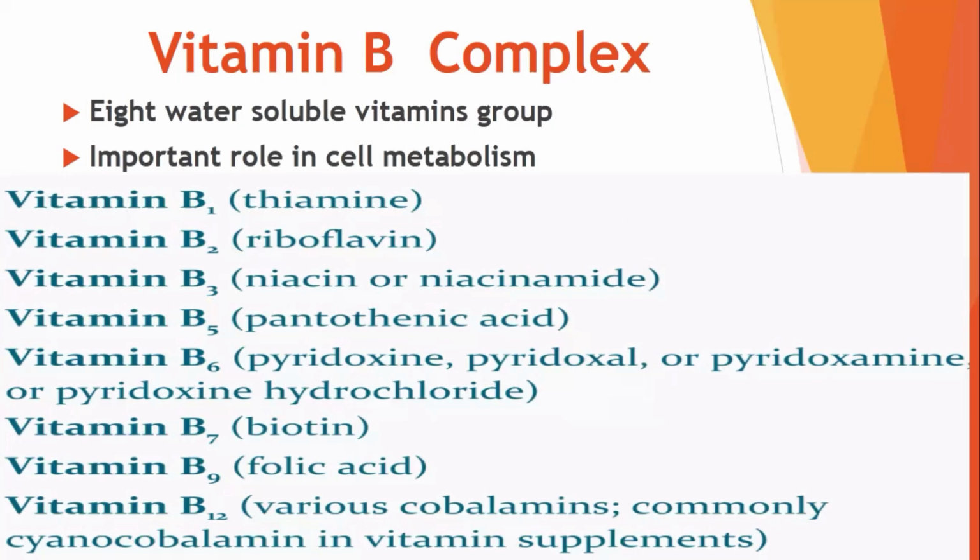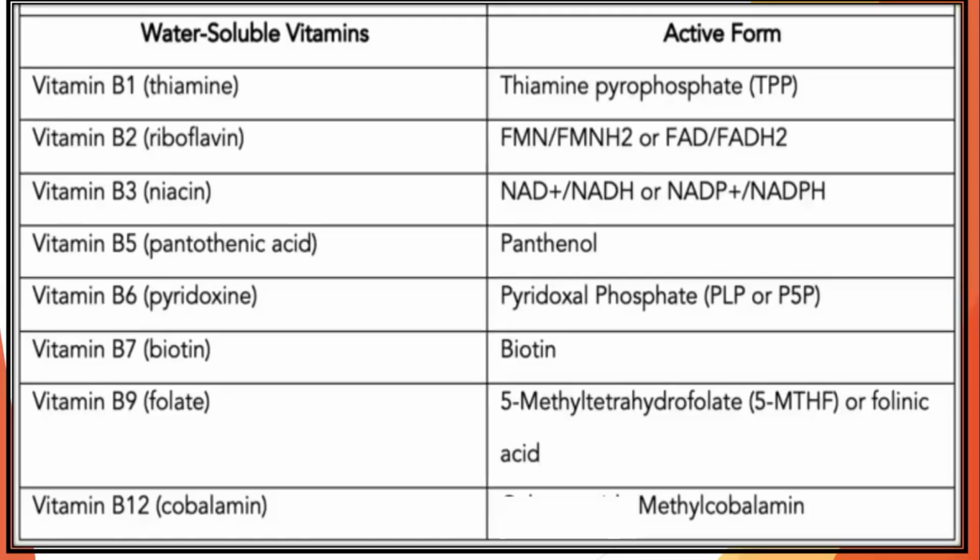Okay, let's talk about the active forms of the vitamins. What are the active forms? It is the question. The active form means these vitamins are substituted, reduced or oxidized to form a coenzyme inside the body, and in this way it is used by the body to perform the functions like they play a role in the metabolism. The active form of thiamine is thiamine pyrophosphate, TPP.